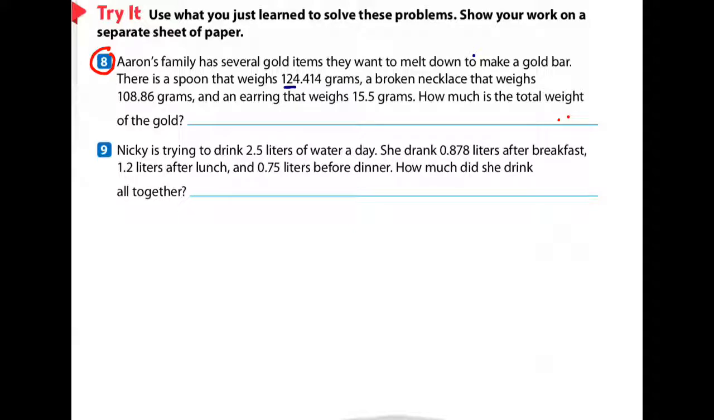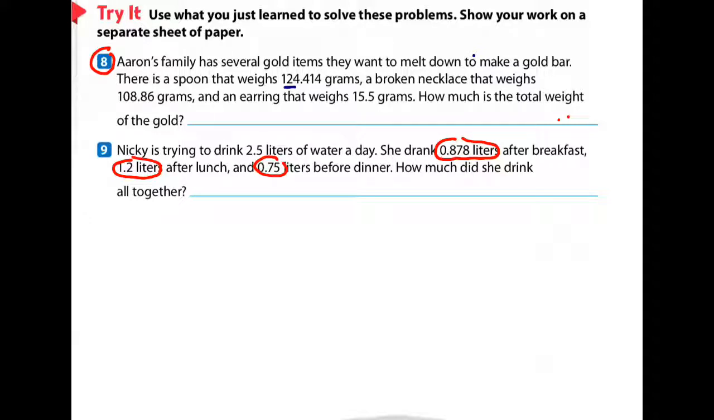All right, here's what it says. It says, Nikki is trying to drink 2.5 liters of water a day. She drank 0.878 liters after breakfast, 1.2 liters after lunch, and 0.75 liters before dinner. How much did she drink all together?